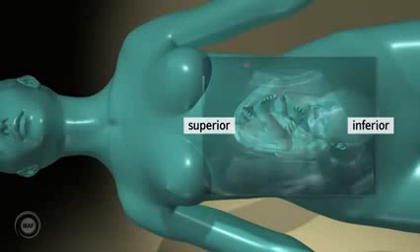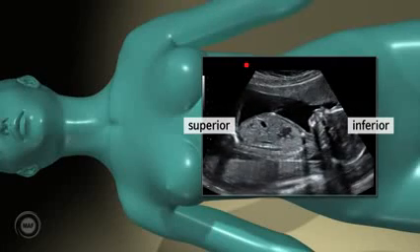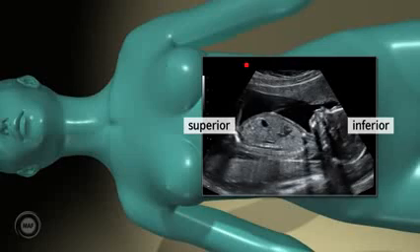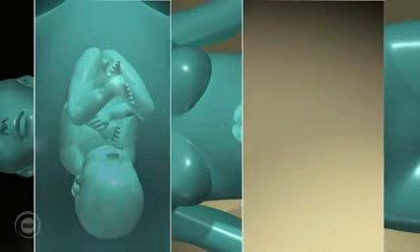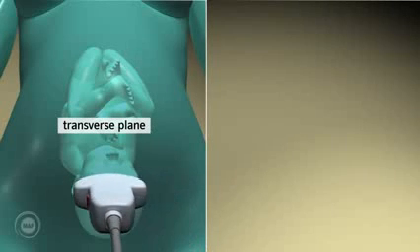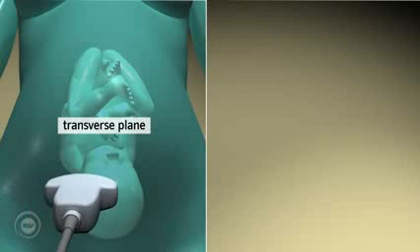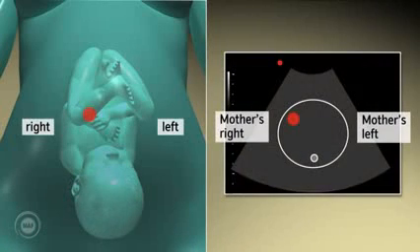So when scanning in the longitudinal plane, the mother's head is represented to the left of the screen and her feet to the right. The location of the dot on the screen should correspond. When scanning in the transverse plane, the image on screen is like a mirror image. The left side of the mother is represented on the right side of the screen, and the right side of the mother is represented on the left side of the screen. Again, the location of the dot on the screen should correspond.